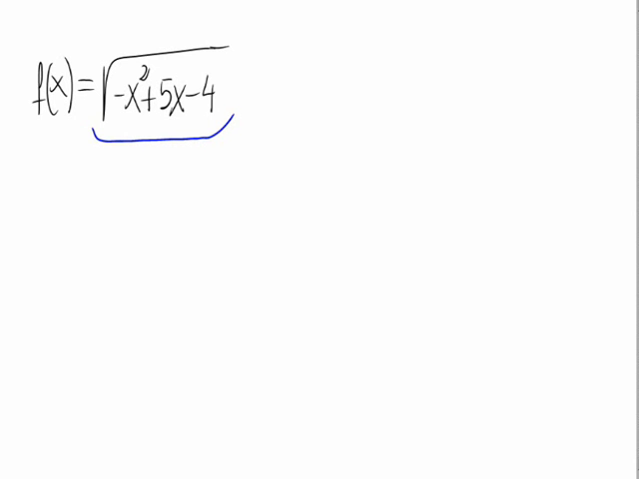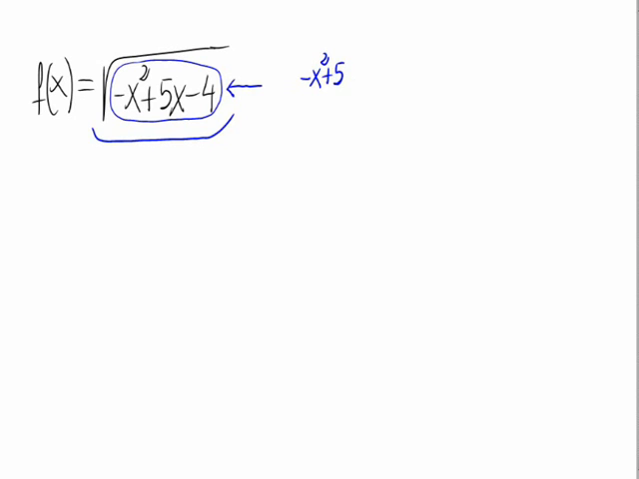But the question is, when does a root have sense? A root has sense when what is inside of it is equal or bigger than 0. The square root of 0 is 0, so the 0 would have sense. But when it is a negative number, it is impossible because there's not a square root of a negative number. So let's study the sign of the polynomial inside of the root.